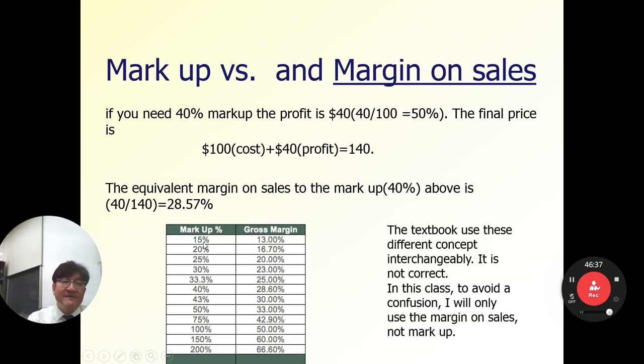You can refer to this converting table between the markup percentage and the margin on sales. For example, 15% markup is equivalent to 13% margin on sales. Maybe this one is easier to understand.